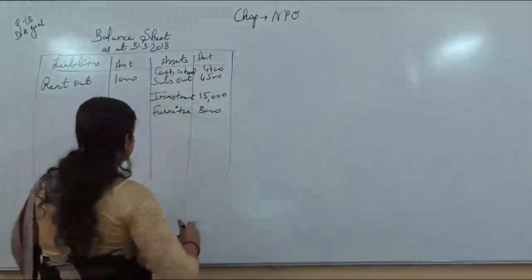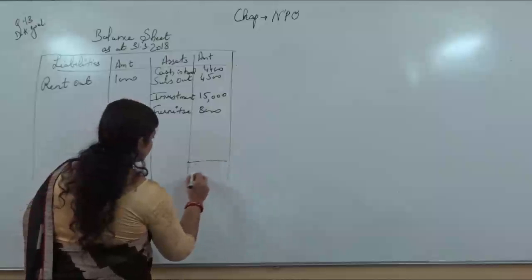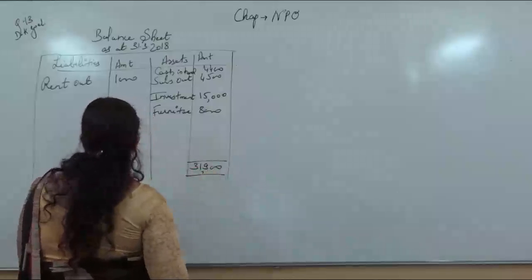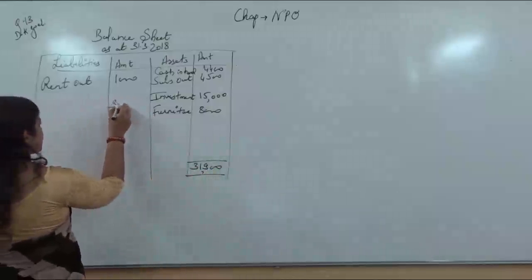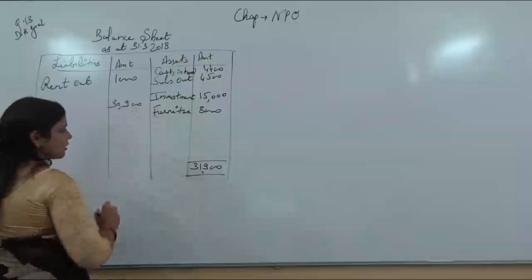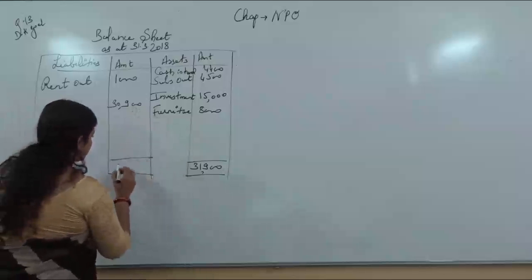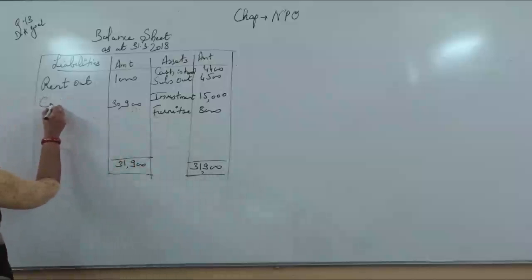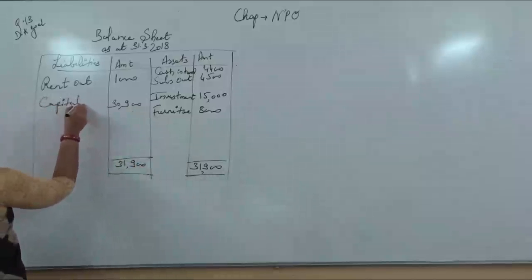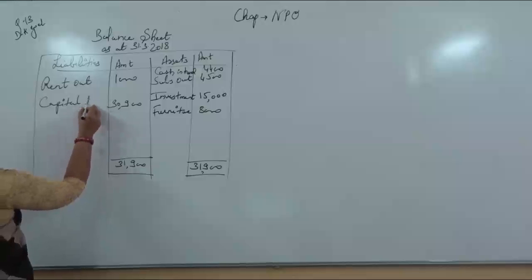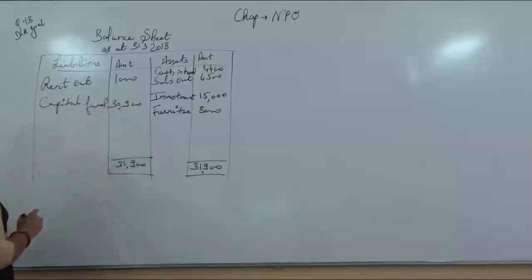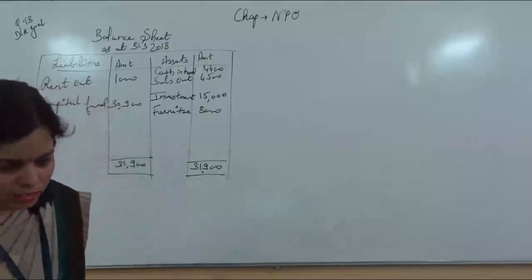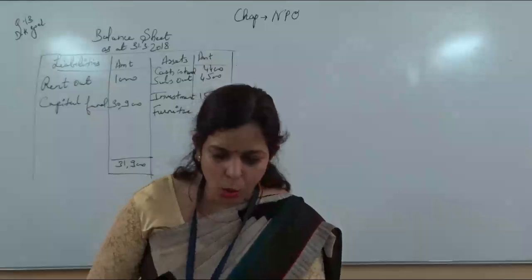Have a total of this side. How much total is coming? 31,900. Subtract this 1,000, you will get 30,900. This is capital fund. In this chapter, we are not writing the name capital, we are writing capital fund. This is a change here in this chapter. This was the old balance sheet.